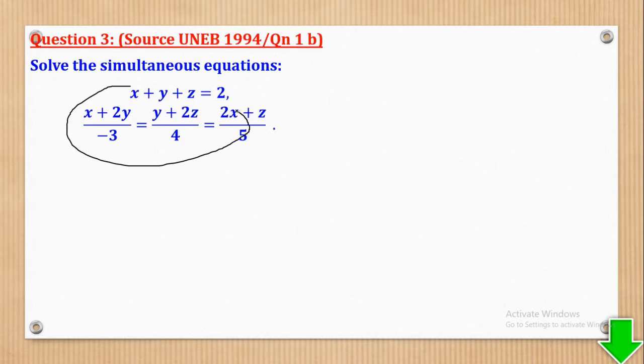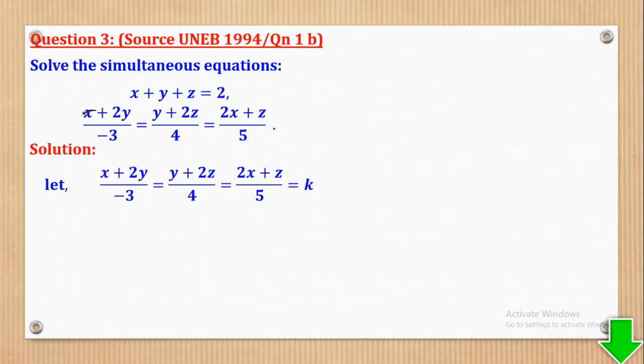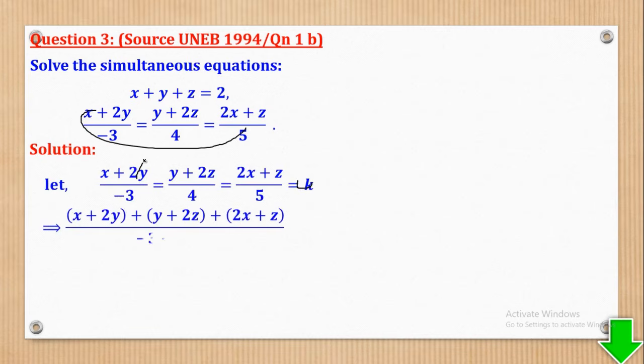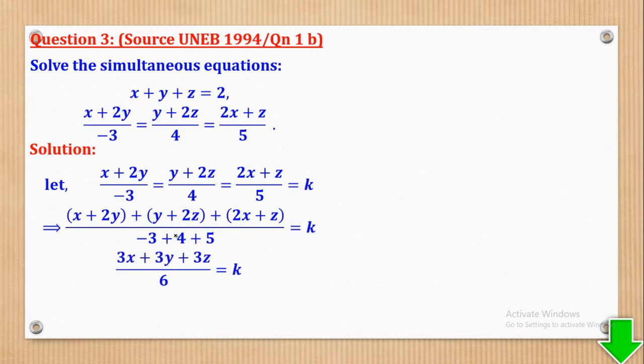So I think we realize that these simultaneous equations are similar to the ones in question 2, so we shall use the same concept. So let this one be equal to k. What does that mean? It means that when I add all the numerators and put them here, then also add all the denominators and put them here, they will still be equal to k.